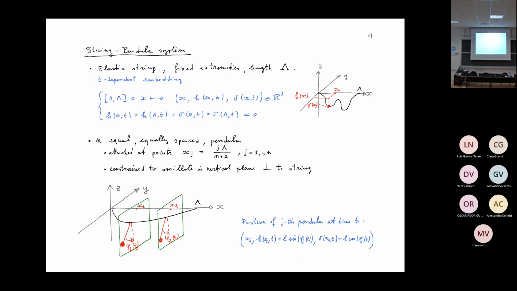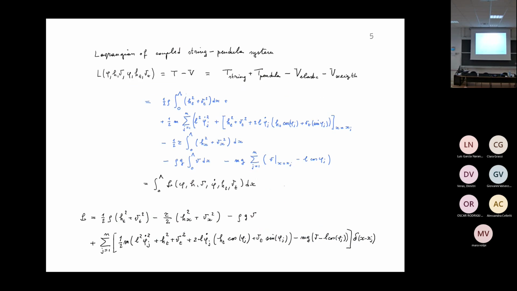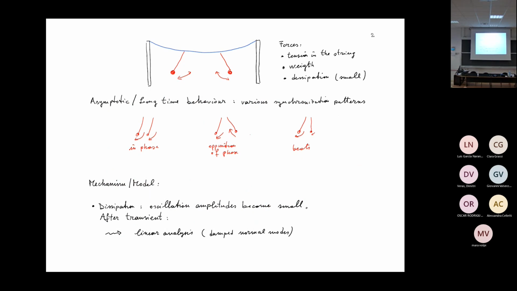So this is the system. We have an elastic string, which is, just a second. That was the wrong slide. So this is the type of system we're going to start with. There is a cable with a number of pendula hanging from it. And there are these beautiful, fascinating, long-time behaviors in which various types of patterns emerge, which in some cases, where there are just a few of them, it's normal to consider synchronization. So for instance, they could be synchronized in phase, or out of phase, or having beats. And of course, if there are plenty of them, there are a number of behaviors.